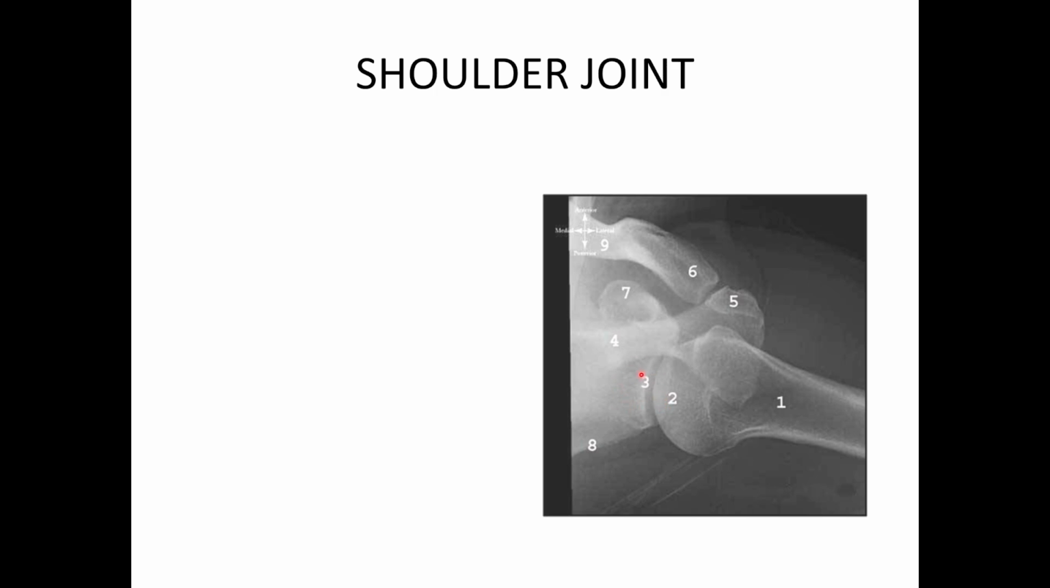the glenoid cavity of the scapula, 4 we have the spine of the scapula, 5 we have the acromial process, 6 we have the lateral end of the clavicle, 7 we have the coracoid process, 8 we have the lateral border of the scapula, and 9 we have a junction between the lateral 1/3 and the medial 2/3 of the clavicle.